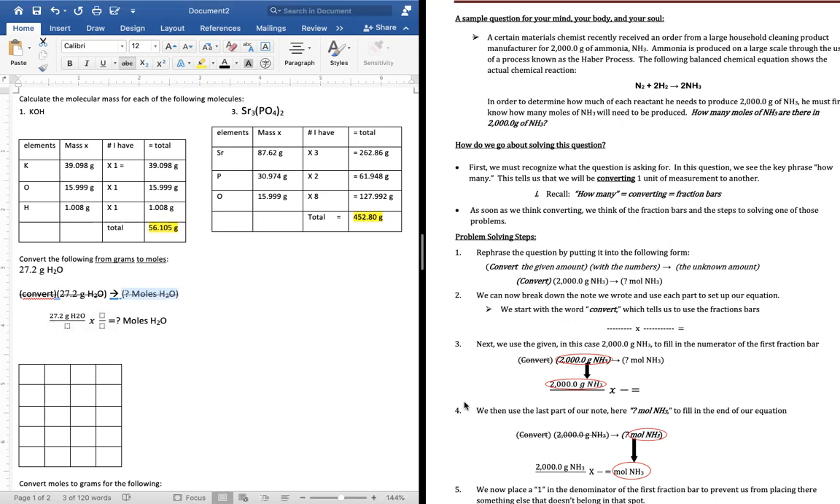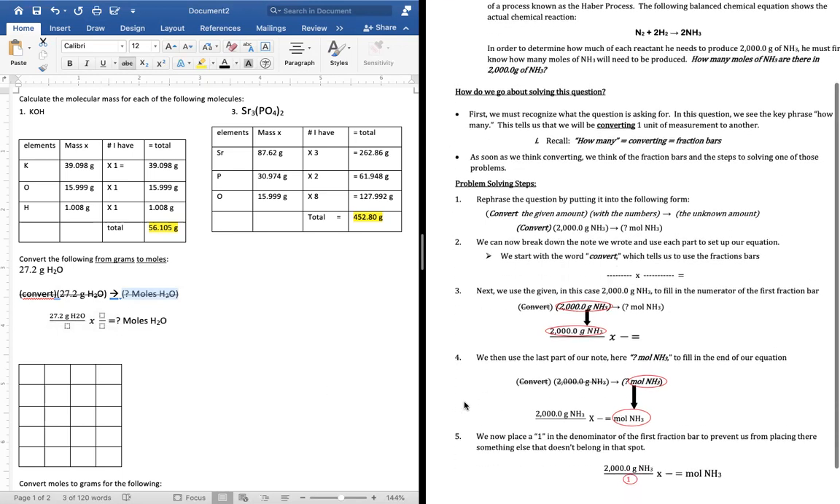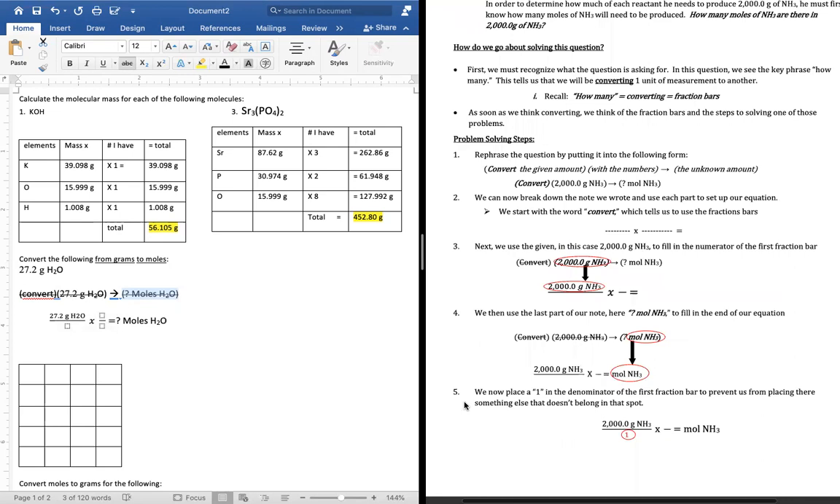All right, so next we go on to step 5. We now place a 1 in the denominator of the first fraction bar. Again, this is always the same. It doesn't matter what else is going on in here. We always come right underneath to the denominator of the first fraction bar and we put a 1. That's just to keep us from putting something else in there. We don't want to put anything in there. That 1 is a placeholder. It blocks me from putting anything else in there.